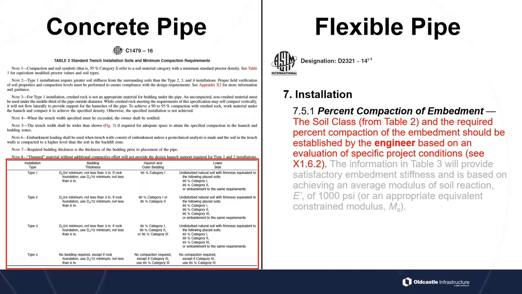So we need to look at those conditions of what we have in the field, what the soil looks like, what the in situ soil is, and determine that percent of compaction of the embedment there and what type of material we're using, right? Are we using a class 1? Are we using a class 2, class 3? What are we using in these to ensure that we've got the correct type of embedment here, right?